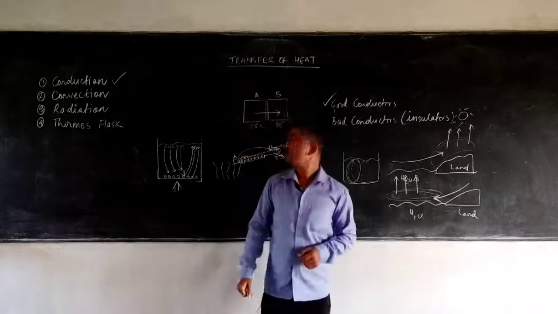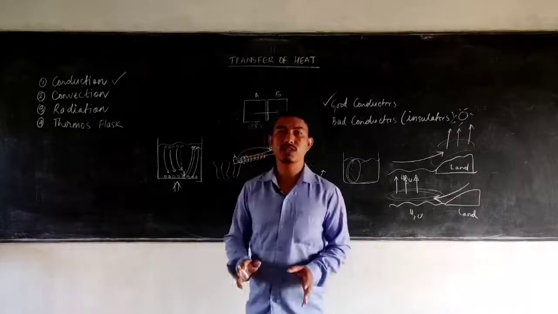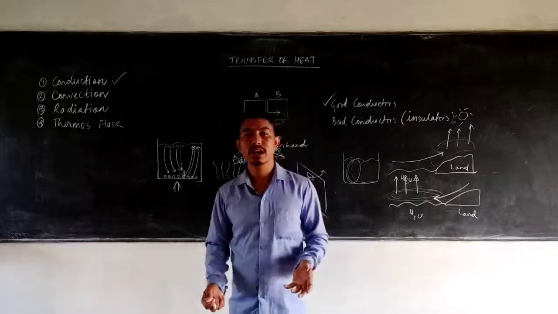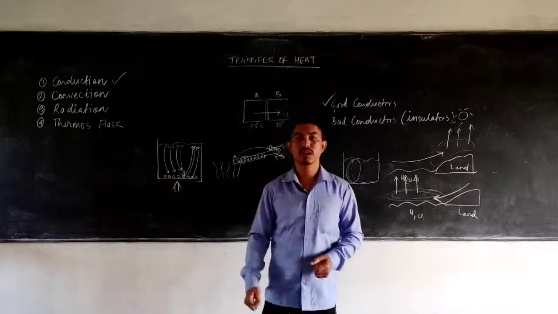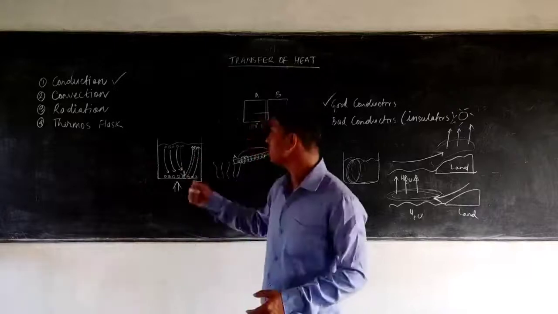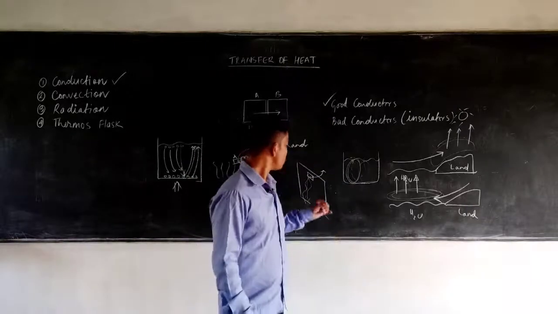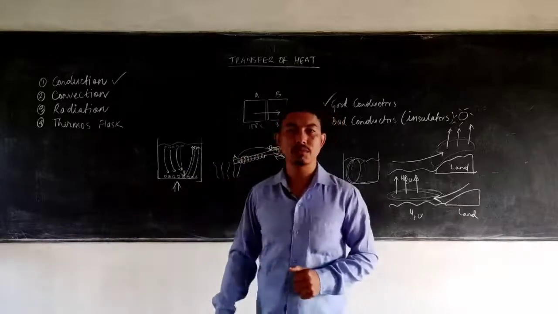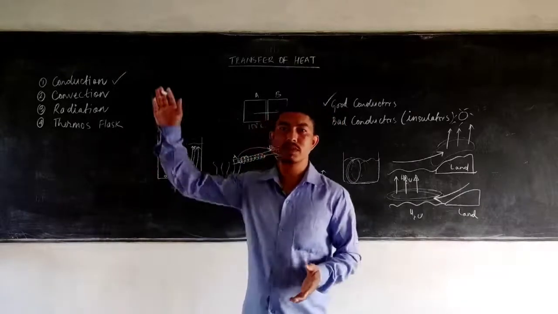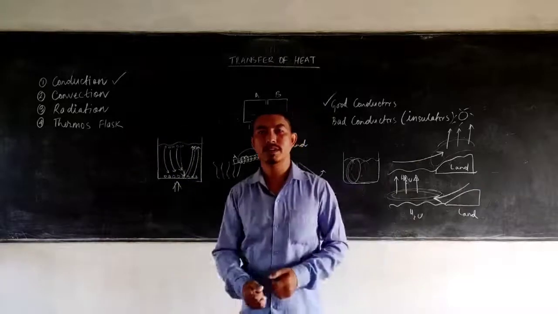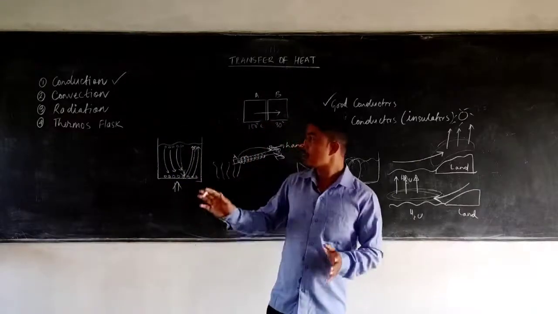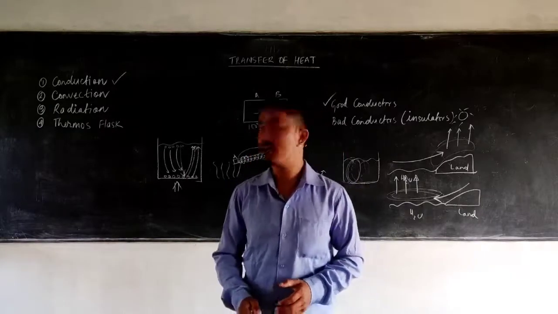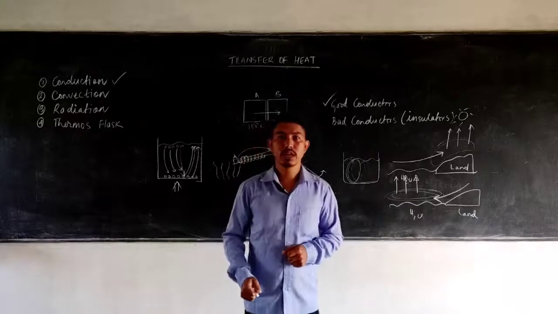Now finally comes radiation. Radiation is the process of transfer of heat without the presence of any medium. It does not require any medium to transfer heat from one object to another. One example of radiation is that we obtain heat energy from the sun. How is that possible? Because between the sun and the earth there is empty space. In spite of that empty space, we receive a sufficient amount of heat energy from the sun. That is by the process of radiation.